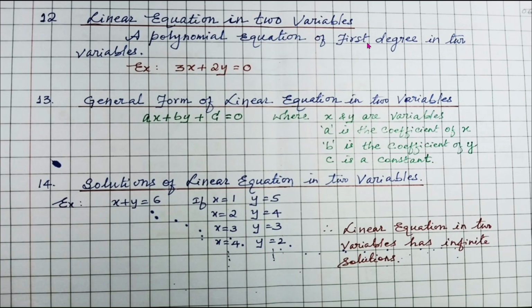Next point. Linear equation in two variables. A polynomial equation of first degree in two variables is known as a linear equation in two variables. Let us take an example here. 3x plus 2y equal to 0. There are two variables here.